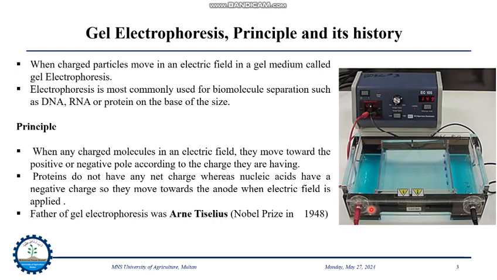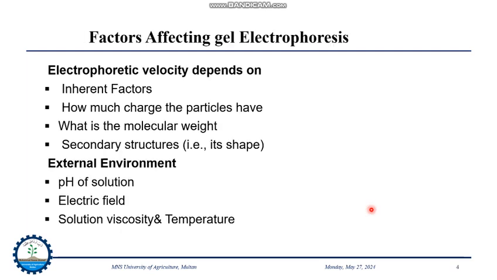Proteins do not have any net charge, whereas nucleic acids have a negative charge, so they move towards the anode when an electric field is applied. The father of gel electrophoresis was Arne Tiselius, and he got a Nobel Prize in 1948. The next slide is factors affecting gel electrophoresis.